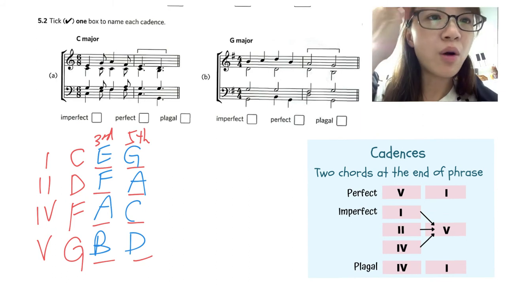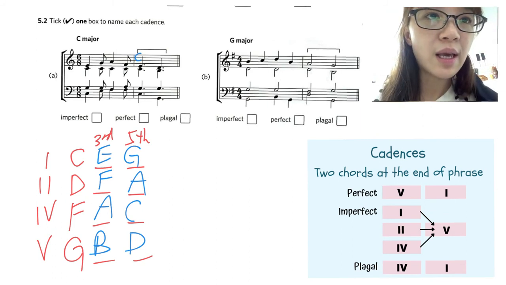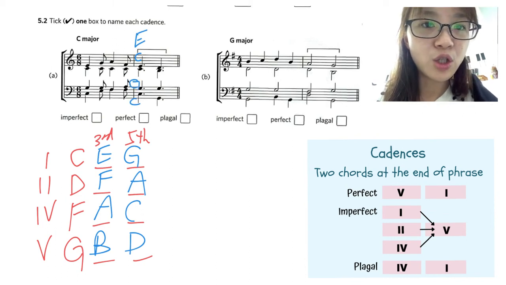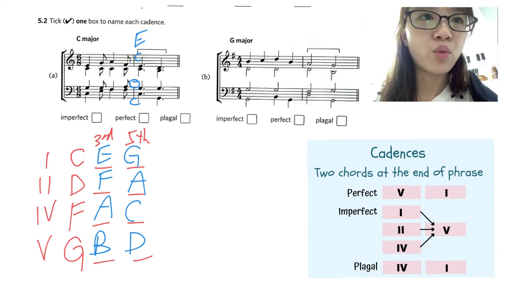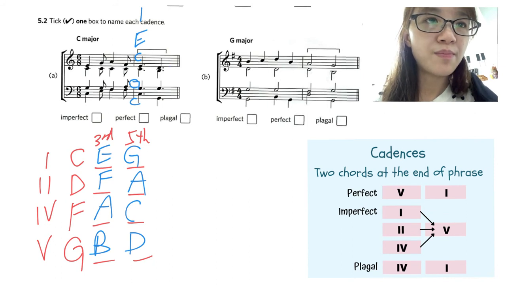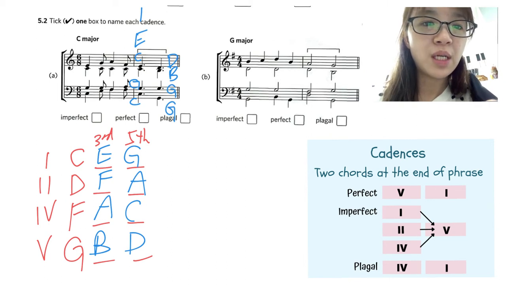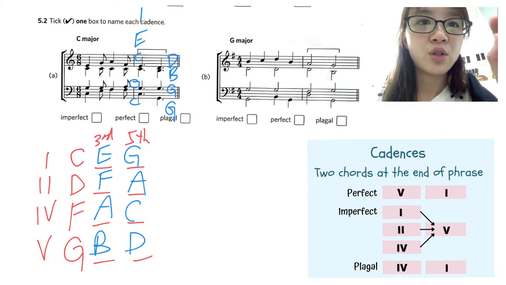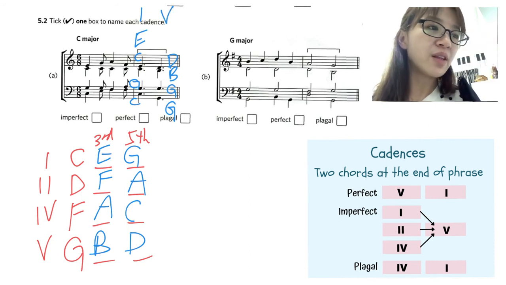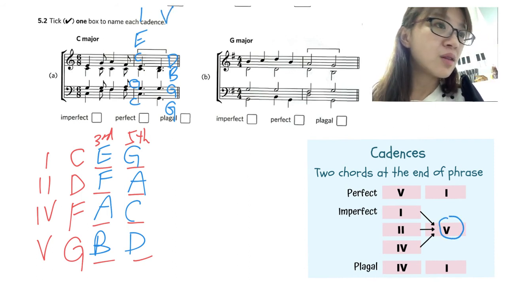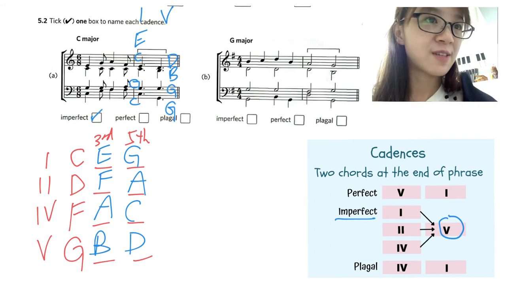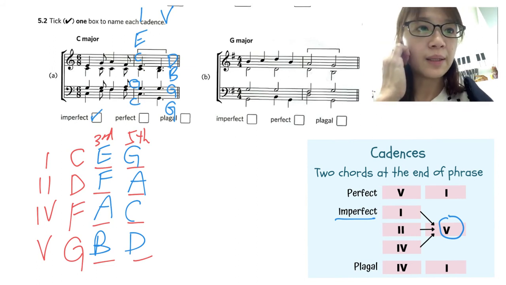So now you write down all the letter names. C and E, C and G, that gives you C, E, G, chord 1. So write 1. The next one, D, B, G, G, G, B, D, G, B, D gives you chord 5. So chord 1, 5. Everything that ends with 5 is not complete, incomplete. So 1, 5 is imperfect. The answer is imperfect, so question B.